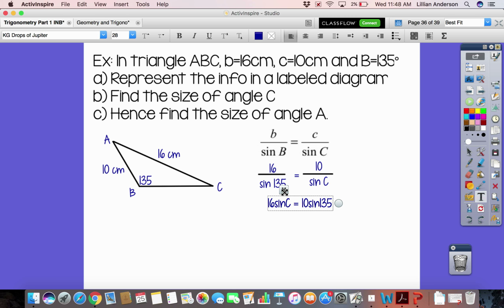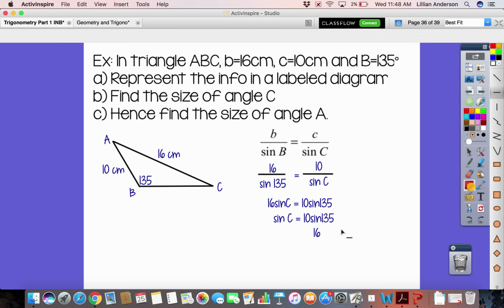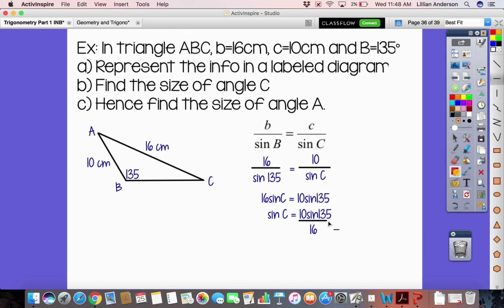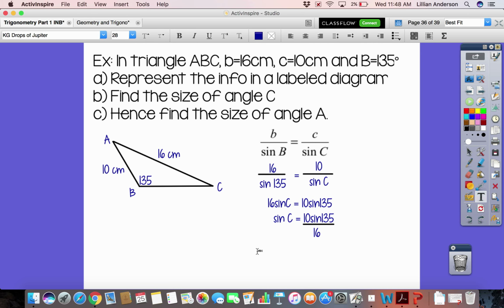Let's go ahead and just solve for C. In order to solve for C, we're going to divide both sides by 16. So we'll have 10 sine of 135 all over 16. And then, because we're looking for an angle, remember, whenever we're looking for an angle, we need to take the inverse. So to find the value of angle C, we're going to do sine inverse, or sine to the negative 1, of that entire fraction.